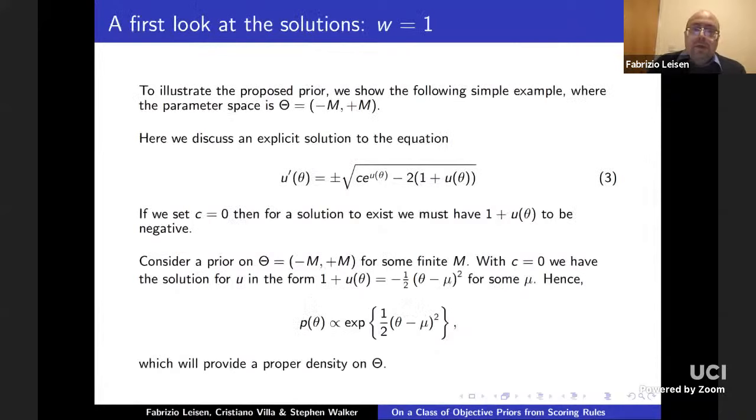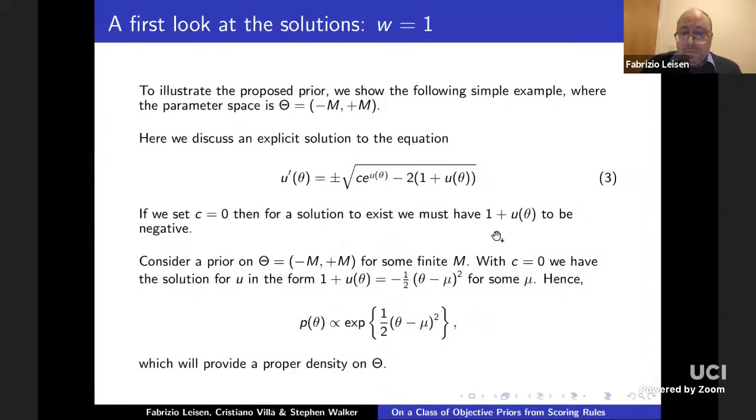In particular, consider the parameter space minus M, M. And for the moment, let's fix w equal to 1. It is the weight that we saw at the beginning of the slides. So, for instance, we set c equal to 0. For a solution to exist, we need to have 1 plus u theta negative, otherwise the argument of the square root would be negative.